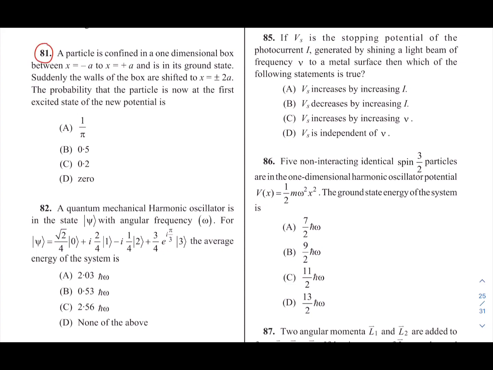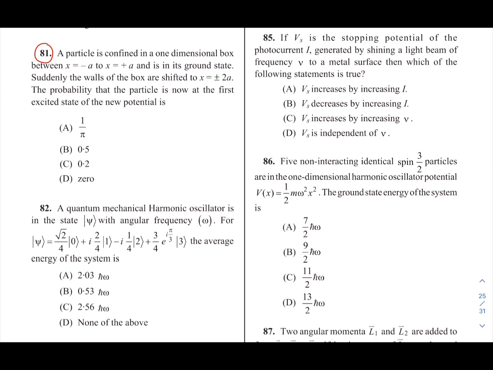We start with problem number 81. A particle is confined in a one-dimensional box between x equal to minus a and x equal to plus a and is in its ground state. Suddenly the walls of the box are shifted to x equal to plus minus 2a. The probability that the particle is now at the first excited state of the new potential is.